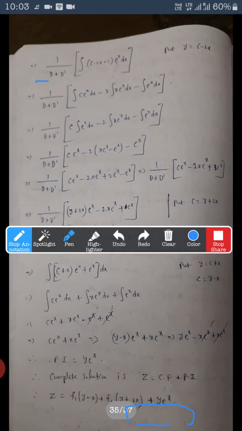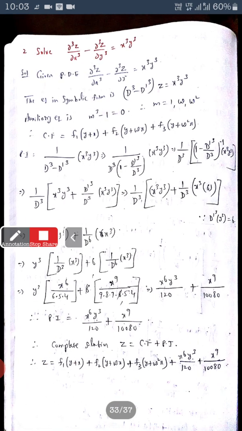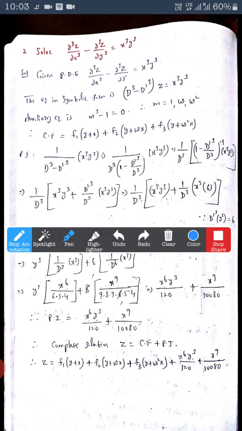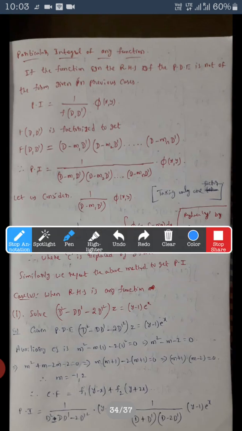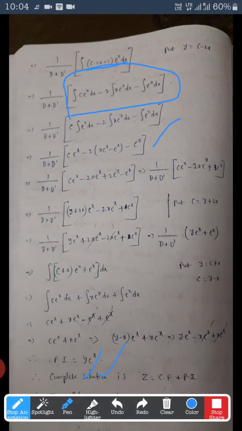After factorizing, 1 by D plus D dash into, considering in place of y we are replacing c minus 2x, because the roots are minus 1 comma 2. That's why I am considering one root 2. That means y minus 2x, so y is equal to c minus 2x. So in place of y, we write c minus 2x and simplify this by usual integration methods. After all simplification, we got this much.